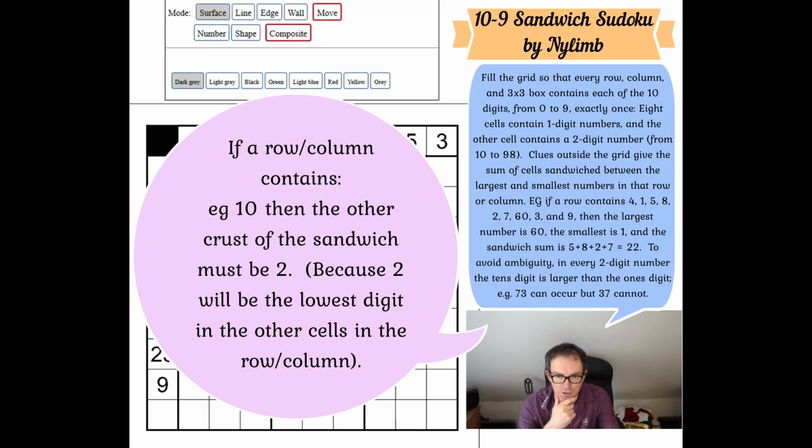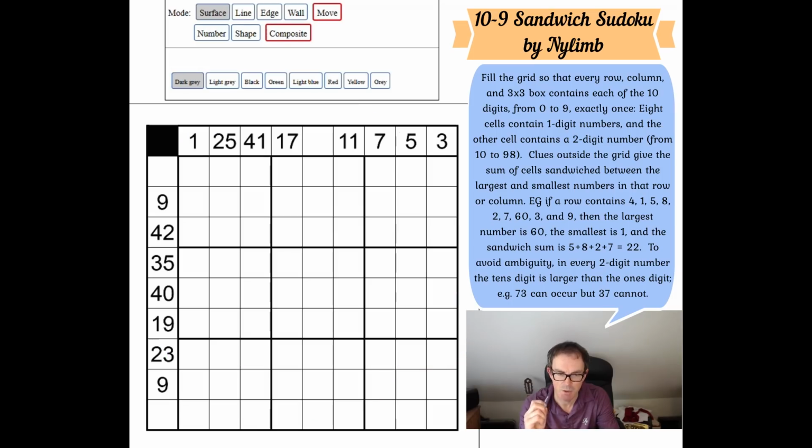And that feels to me like it's helpful because I now know that in every row and column I have to pay very special attention to the 0s, the 1s and the 2s and the location of the 2-digit number. And that is how I'm going to try and solve the puzzle.